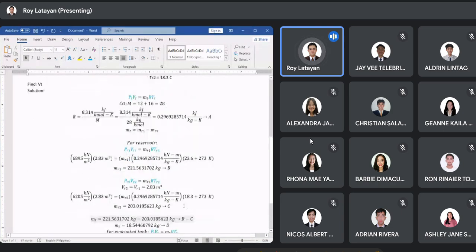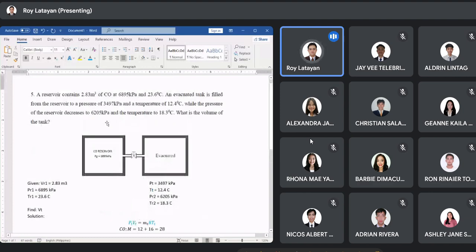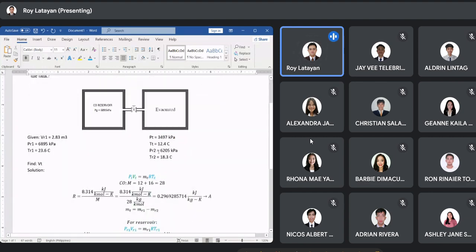So, let's recap the problem. We are given a reservoir, tapos may malilipat daw na mass na evacuated tank. We are given yung final and initial conditions ng reservoir natin and yung conditions ng tank natin. So, hinahanap natin is VT. We start kung saan natin makukuha yung hinahanap natin, then we work along that. So, we identified kung alin yung given tayo.